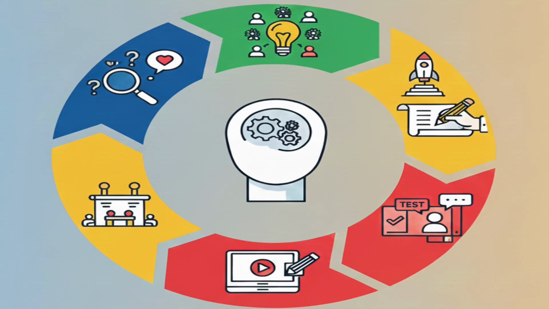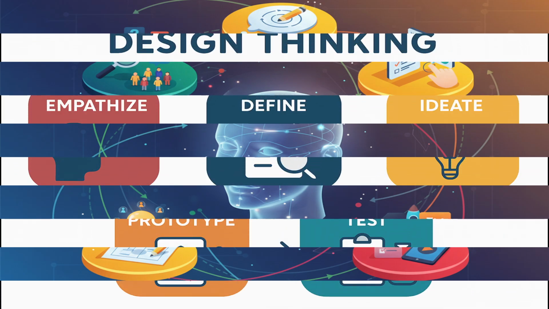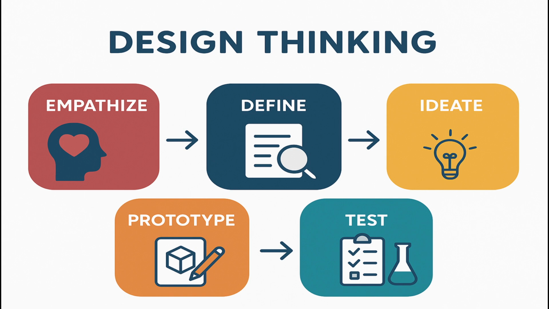It encourages teams to embrace ambiguity, learn quickly from failure, and most importantly, empathize deeply with the people they are designing for. Design thinking is a non-linear, 5-stage process that encourages a bias toward action and deep user understanding. These 5 stages are: empathize, understand the user's experience and needs; define, synthesize the insights into a clear problem statement; ideate, brainstorm radical solutions; prototype, build a low-cost, tangible model of the solution; test, get user feedback and iterate.